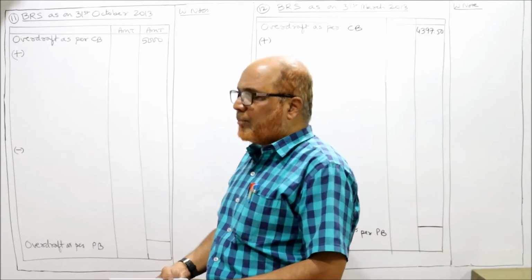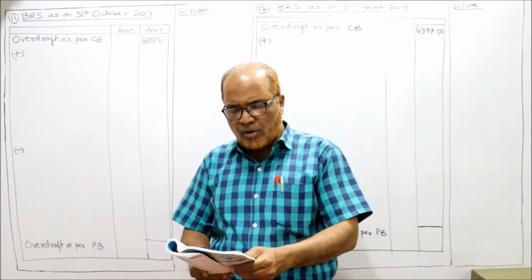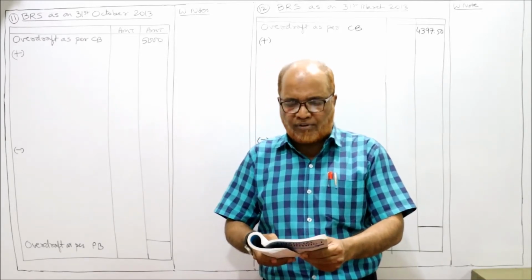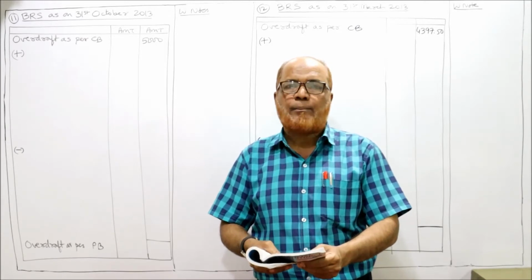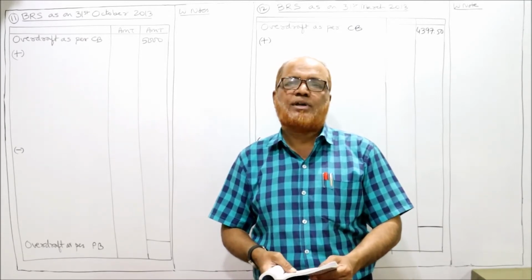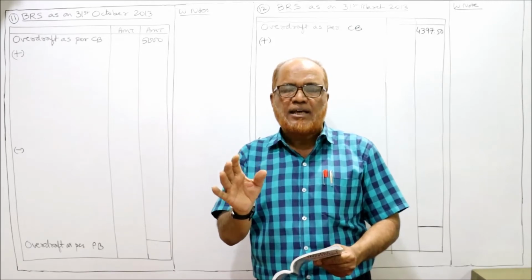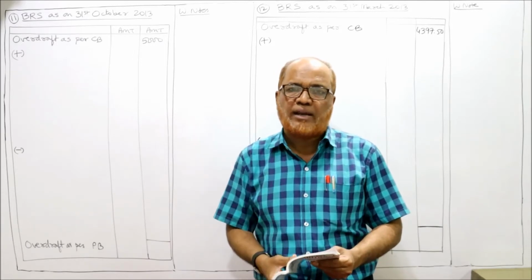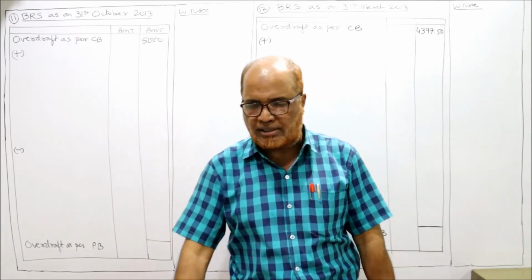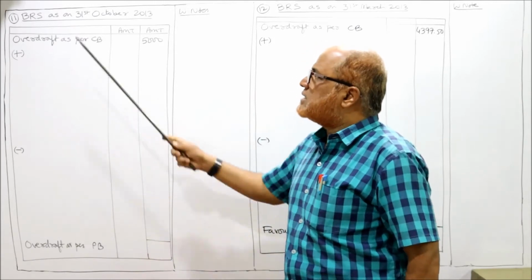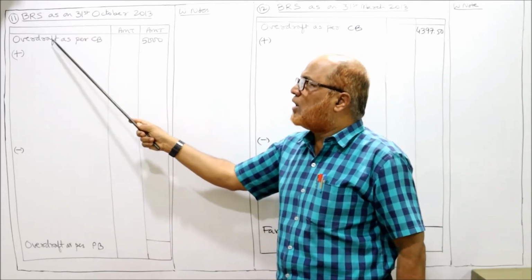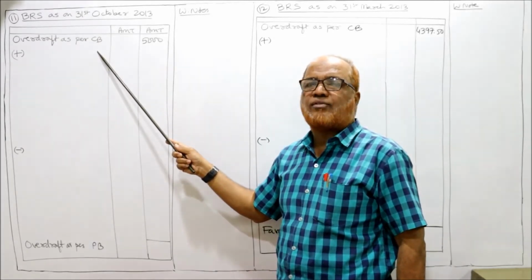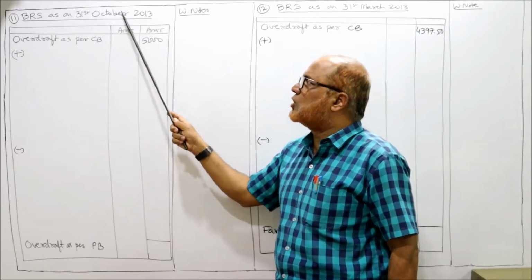Now I am reading out problem number 11. See carefully. On 31st October 2013, a merchant has an overdraft of 5,000 rupees as shown by the bank column of the cash book. What I have prepared here is BRS as on 31st October 2013, overdraft as per cash book. Specifically given in the problem, the cash book shows an overdraft of rupees 5,000.